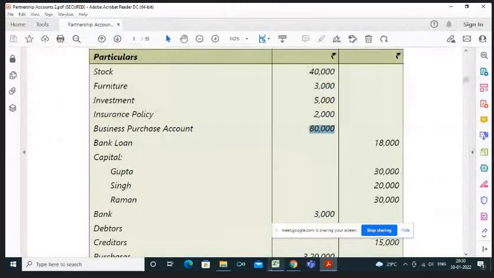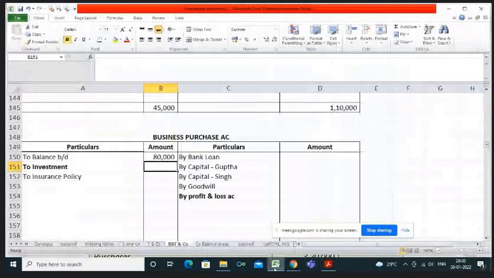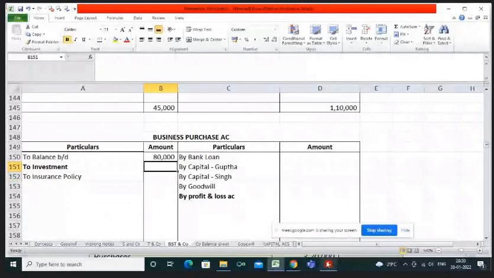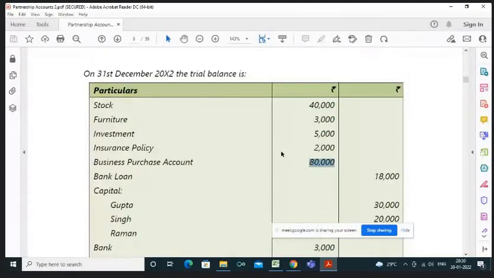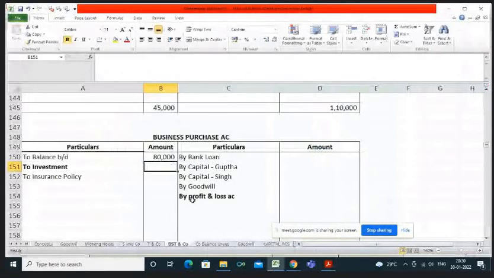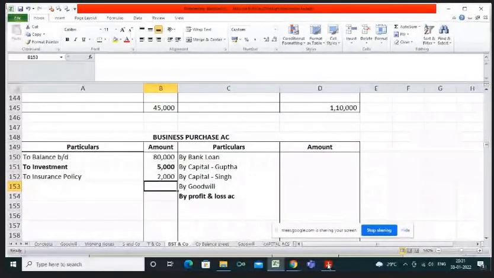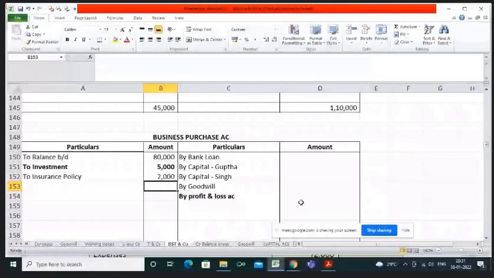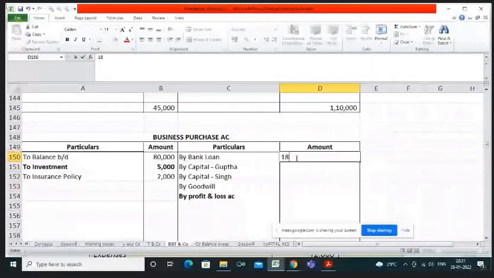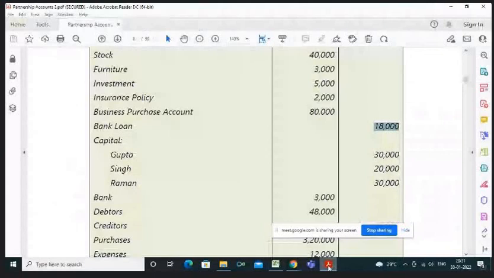So how should it have been adjusted? All those assets and liabilities not taken over should be adjusted with the business purchase account. So two of the assets were not taken over. What are the two assets? Investment and insurance policy. What is the value of investment? Investment is 5,000. Insurance policy is 2,000. These two assets were not taken over. So it should be adjusted with the business purchase account.